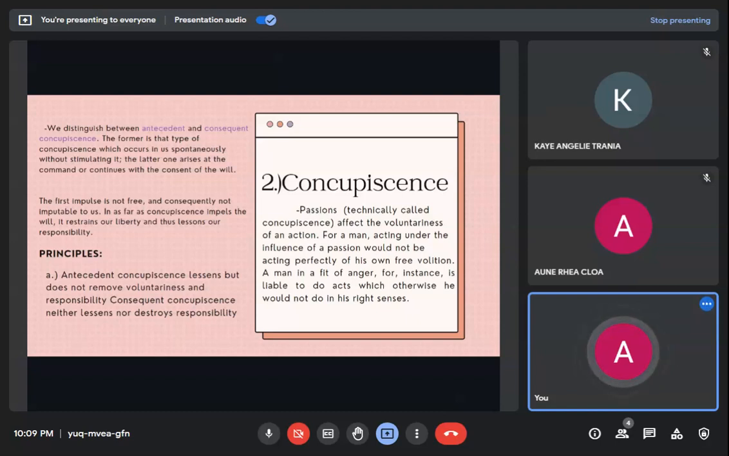So we have the principles. Antecedent concupiscence lessens but does not remove voluntariness and responsibility. Consequent concupiscence neither lessens nor destroys responsibility. Antecedent concupiscence disturbs the mind and hinders the calm judgment of the mind upon the moral qualities of an act, thus impairing knowledge needed for perfect voluntariness.